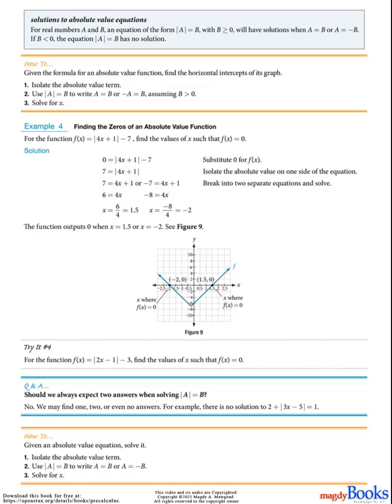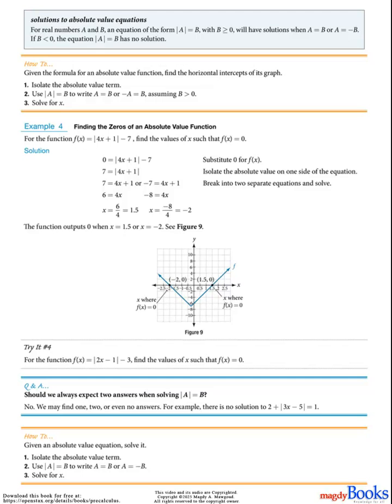Example 4. Finding the zeros of an absolute value function. For the function f of x equals the absolute value of 4x plus 1, minus 7, find the values of x such that f of x equals 0. Solution. 0 equals the absolute value of 4x plus 1, minus 7. Substitute 0 for f of x.